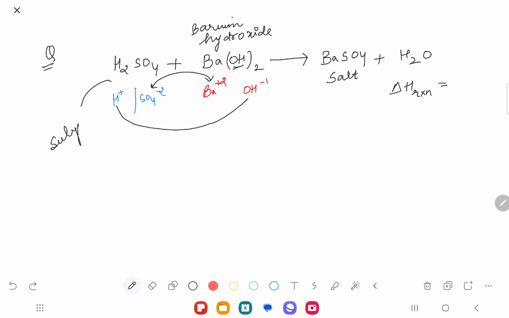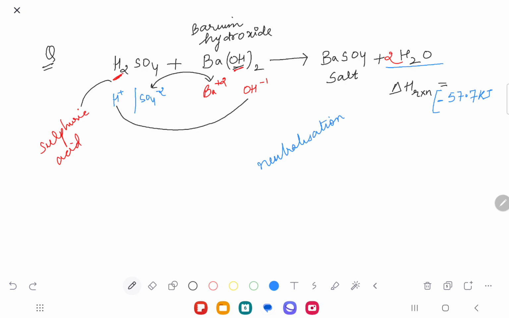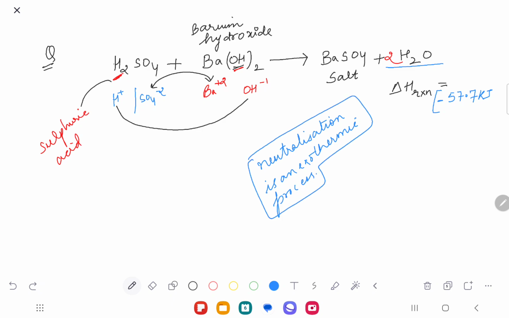Right. So this is my salt. So I want you to tell me how much amount of heat is being produced in this reaction. Tell me. This is sulfuric acid. Neutralization is an exothermic process. Yes or no? So 57.7 kilojoules of heat would be thereby produced for 1 mole water.